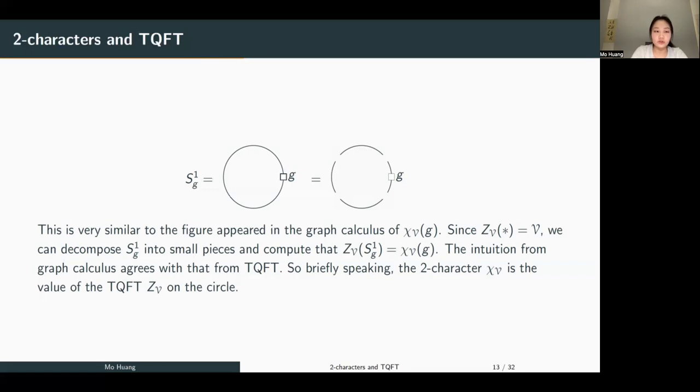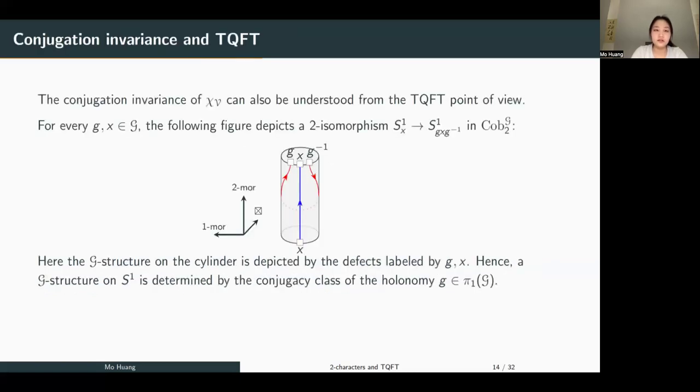And the intuition from graph calculus agrees with that from TQFT. So briefly speaking, the true character chi V is the value of the TQFT Z_V on the circle. The conjugation invariance of chi V can also be understood from this TQFT point of view.